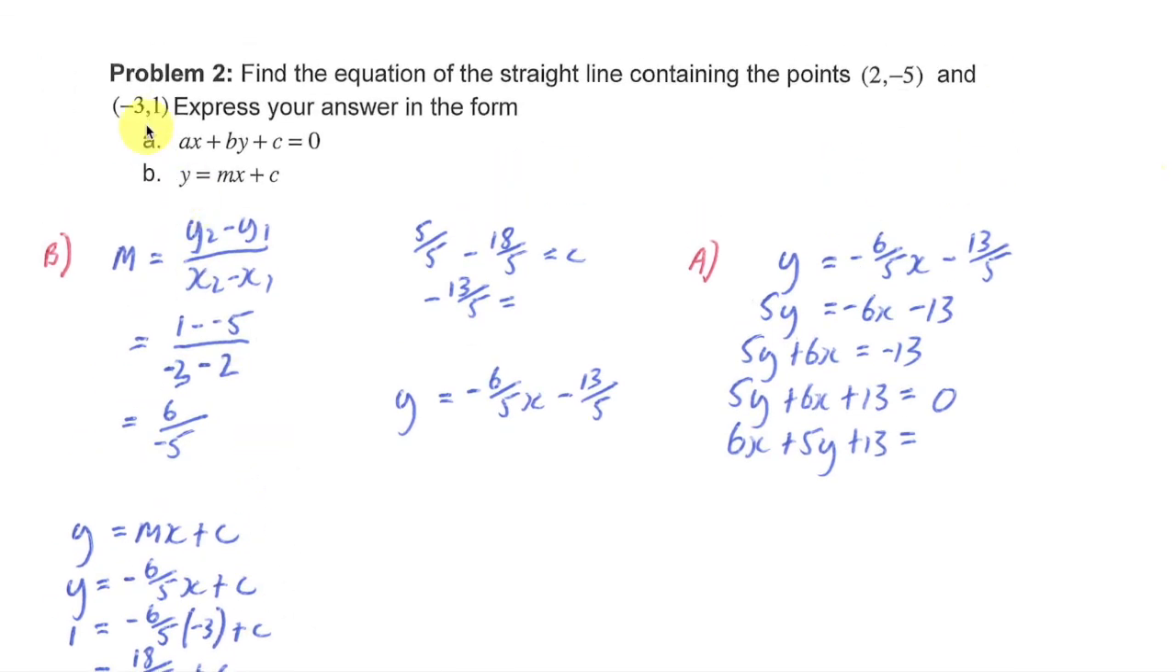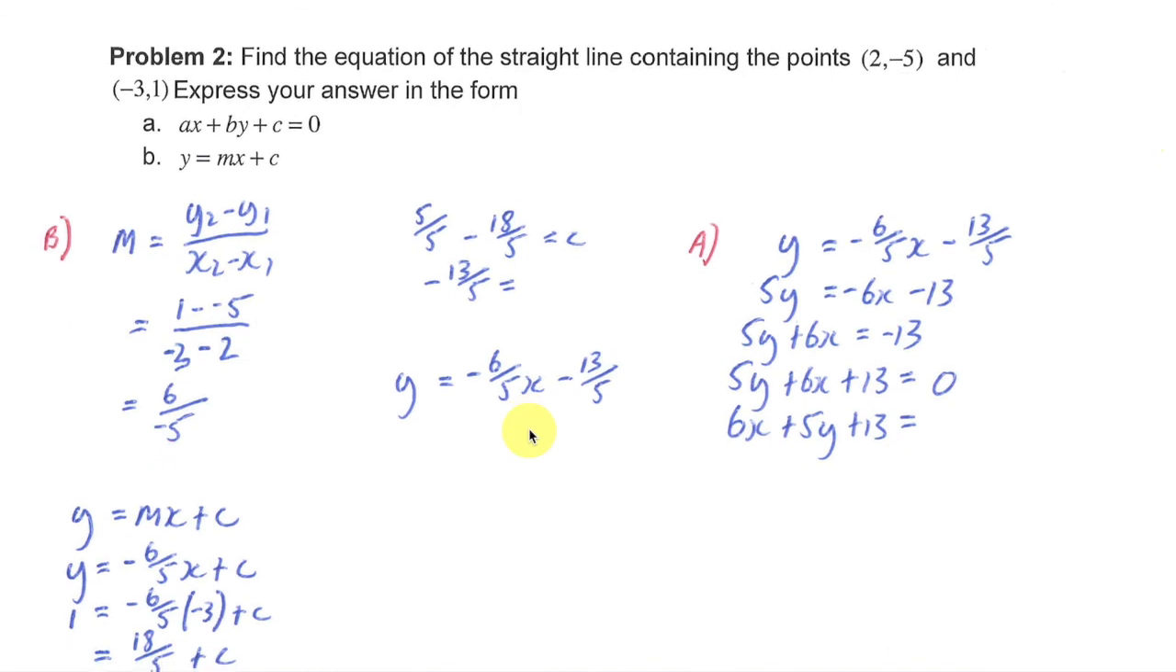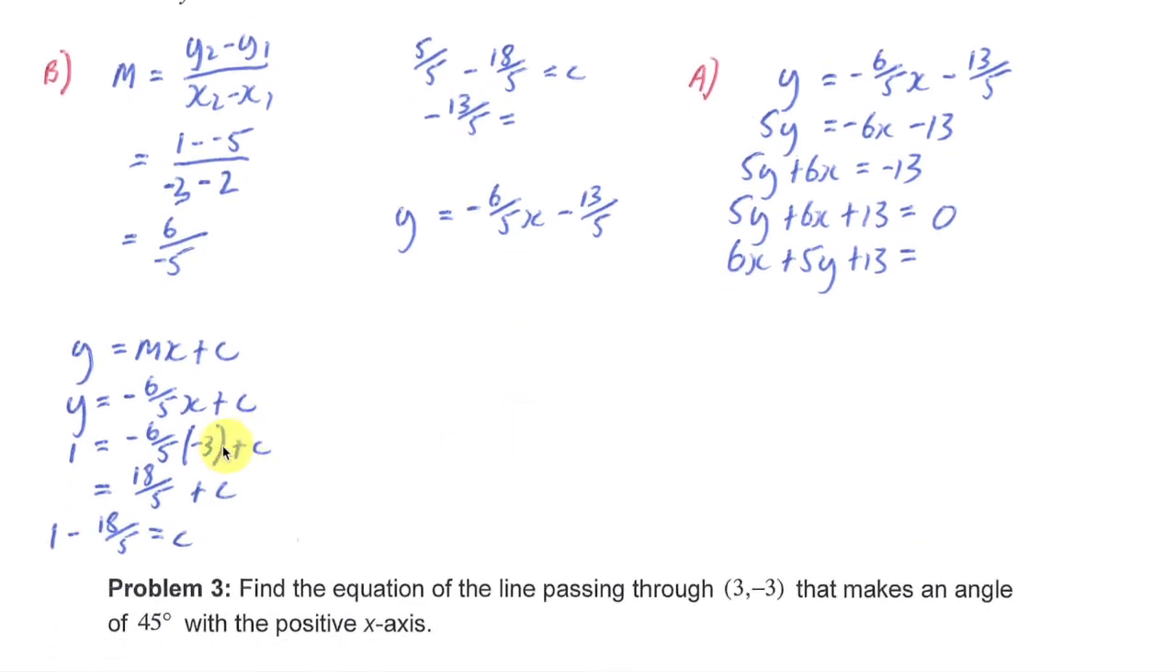So I can use either one of these points, but I decide to use -3, 1. So x is equal to -3, y equaling 1, and then I can establish what c is, and you can see I end up with -13 on 5, and now I write it down in that format, y equals -6/5 x, take away 13 on 5. So that becomes my starting point for part A.